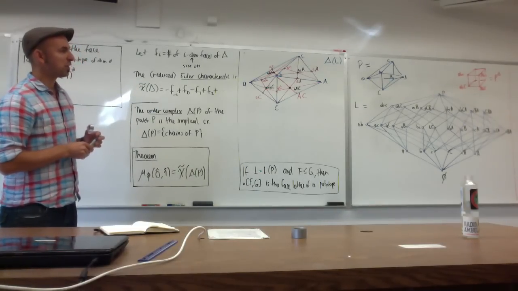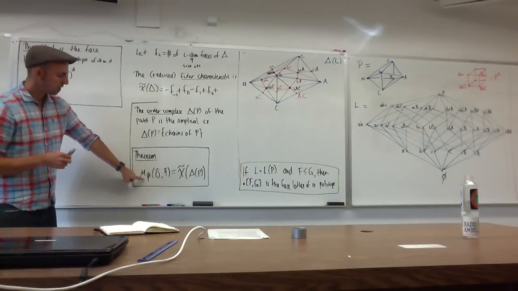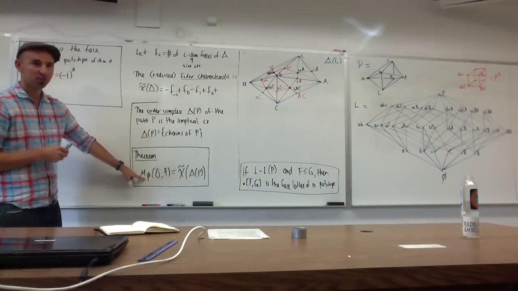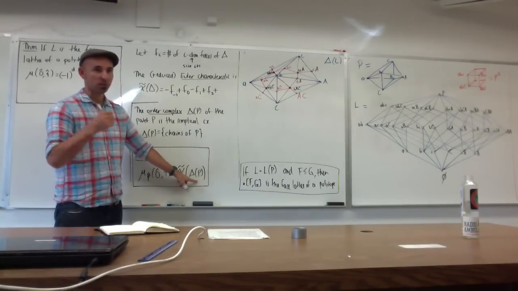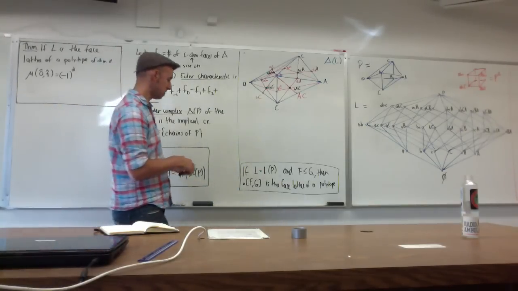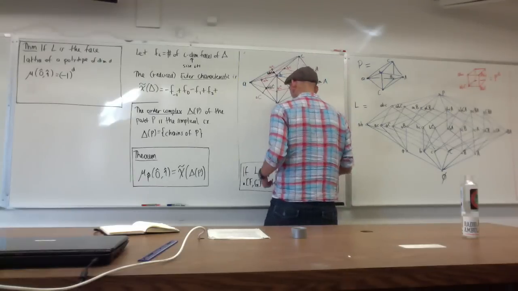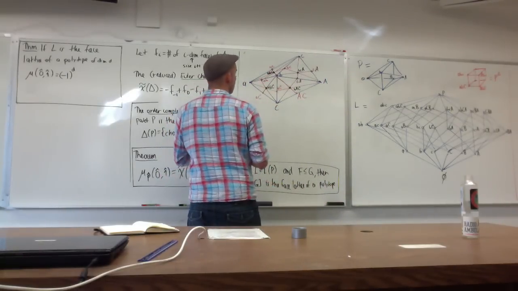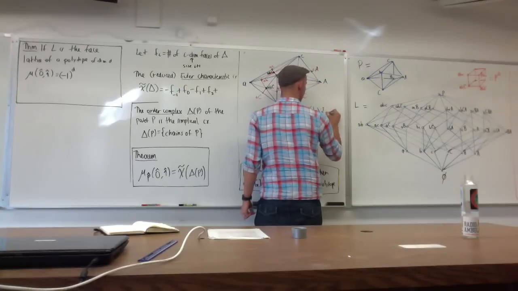Why do I not put a dot in the center of P? Because I want the Mobius function of P hat, and so I take the order complex of P, where I drop the top and the bottom element. So that's a good point, because really what I want is not delta of L. I want delta of L minus the top and bottom elements.